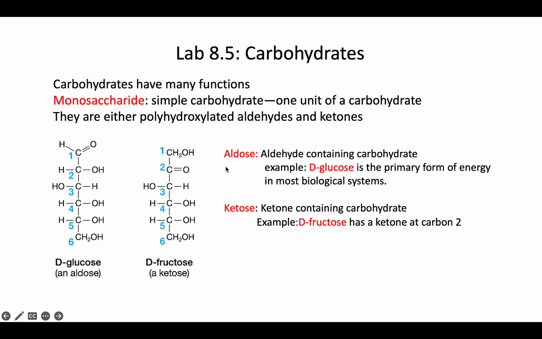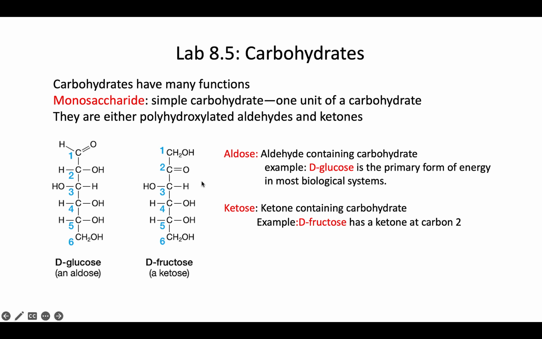So an aldose is a monosaccharide that contains an aldehyde as a functional group in its structure. So for example, D-glucose, which is the primary form of energy in most biological systems, is an example of an aldose. So it has an aldehyde group at carbon number 1, and then attached to the other carbons 2, 3, 4, 5, and 6 are hydroxyl groups.